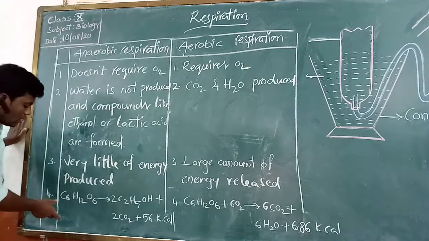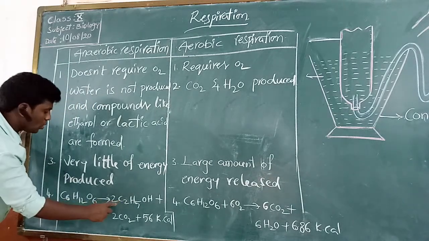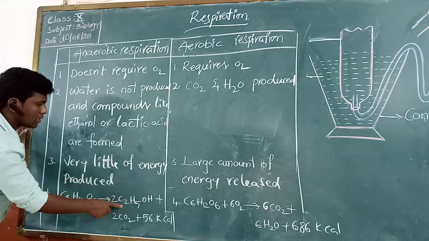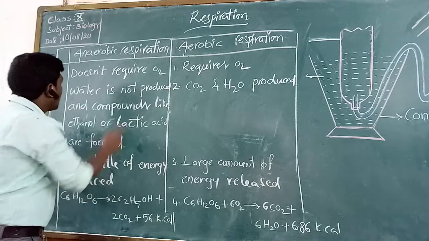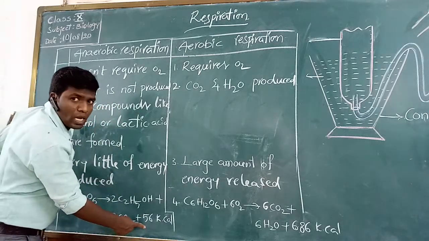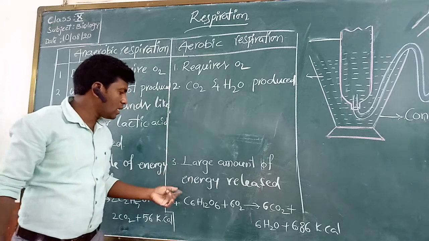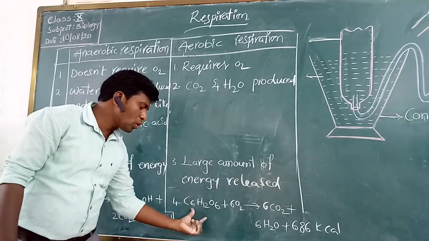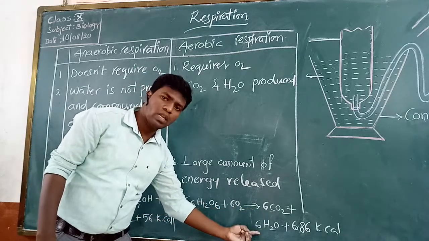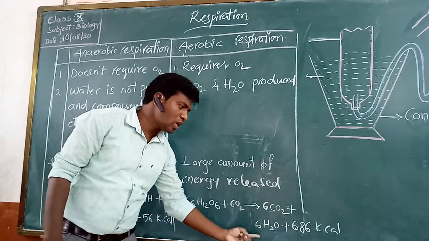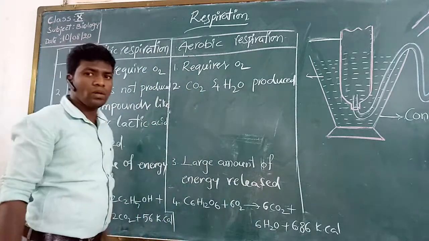Here, from glucose C6H12O6, 2C2H5OH, ethanol or lactic acid, is released, and carbon dioxide. In this anaerobic respiration, 56 kilocalories are released. In aerobic respiration, the glucose molecule combines with oxygen and is oxidized, then carbon dioxide and water are released. Finally, 686 kilocalories are released from aerobic respiration.